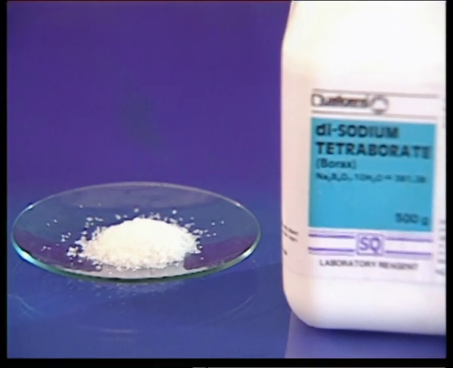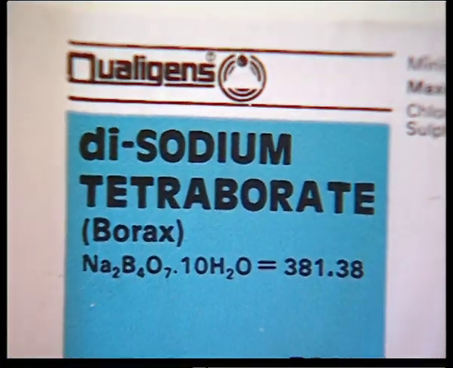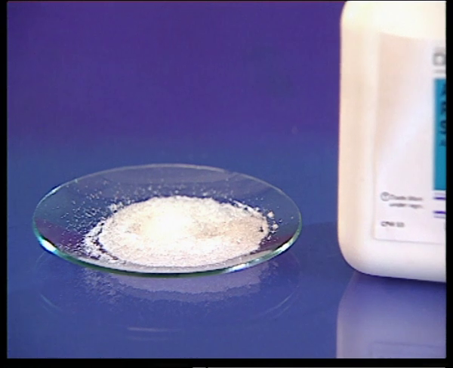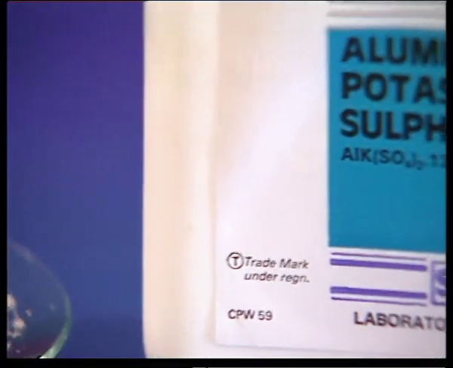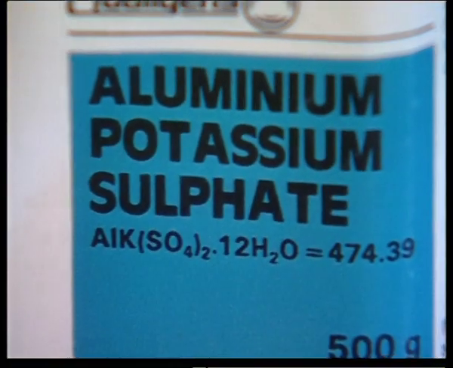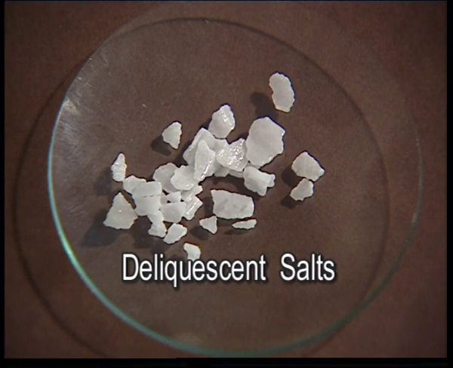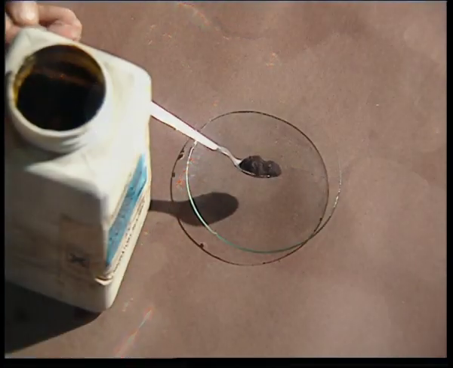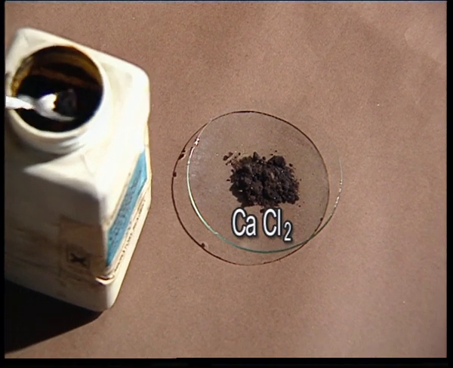Borax is a decahydrate, 10 water molecules associated with each of its molecules. And alum is a dodecahydrate. It has 12 water molecules associated with it. The opposite behavior is deliquescence. These salts absorb the moisture in the air. Calcium chloride, a drying agent, is an example of a deliquescent hydrate.